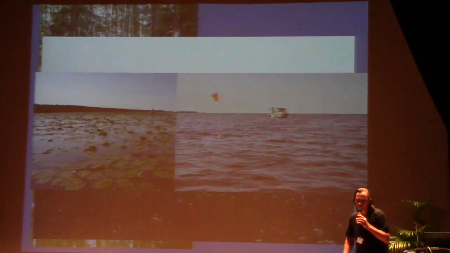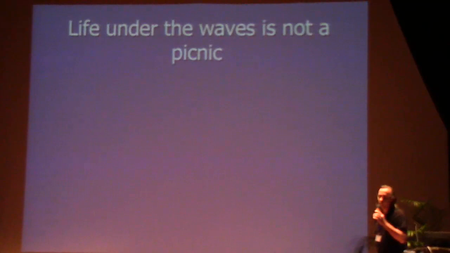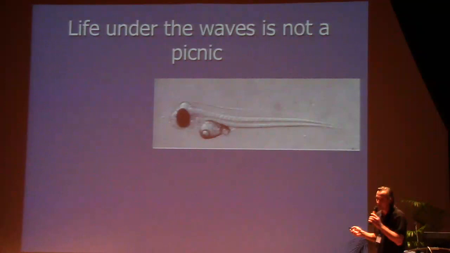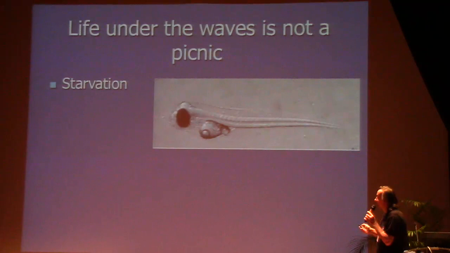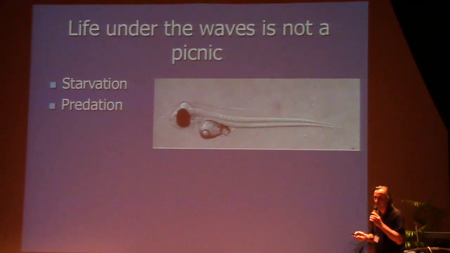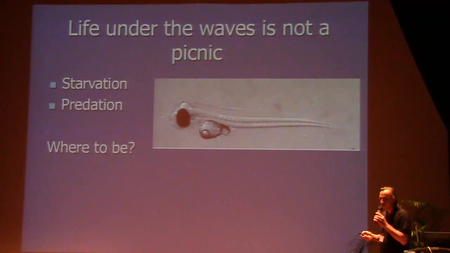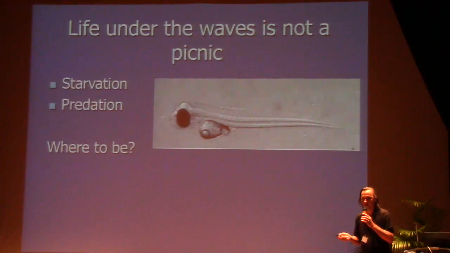But life under the waves is not always a picnic, especially when you are a fish larva. Fish larvae are quite powerless. They are small, tiny, and they are constantly faced by two perils, which are starvation and predation. They must choose very wisely where to eat and where to be. Of course, in many cases, it depends on the parents where the spawning has taken place, because larvae are not very good swimmers at all.